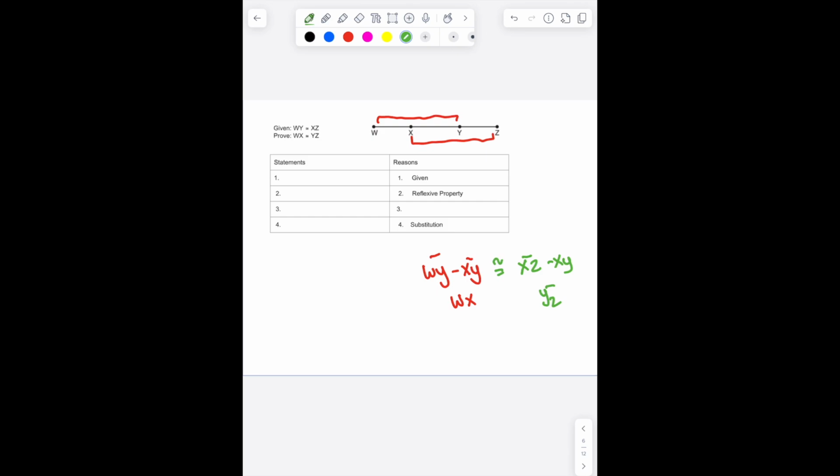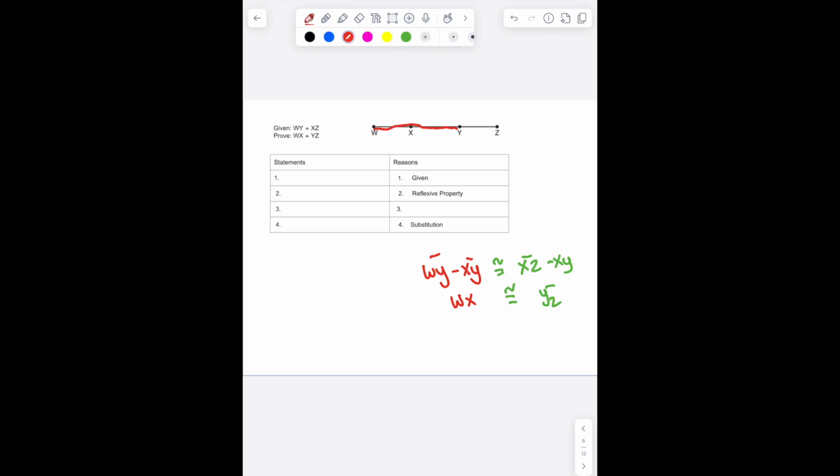And I'll just show you one more time. So once again, I'll just erase everything and start from the beginning again. If I start with WY and I subtract off YX, oh, that eraser is not working well right now. Let's try it like this. Let's see if that works better.